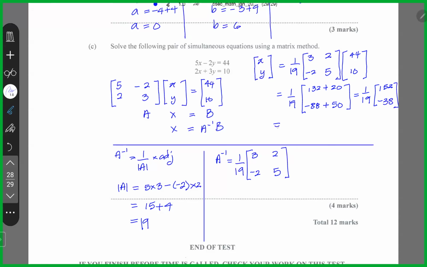If we divide both by 19, we're going to get xy, which is 152 divided by 19, which is 8, and minus 38 divided by 19 is minus 2. And then therefore, x is equal to 8, y is equal to minus 2 are the solutions of the simultaneous equation.